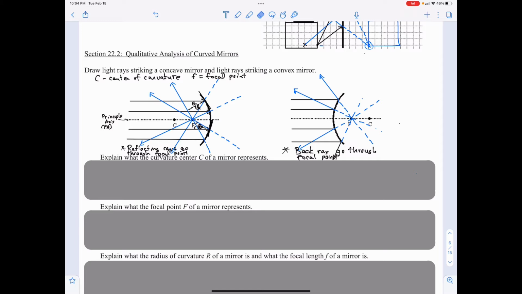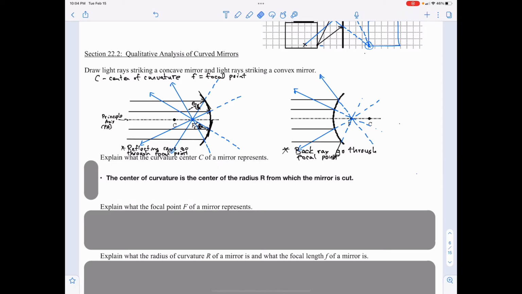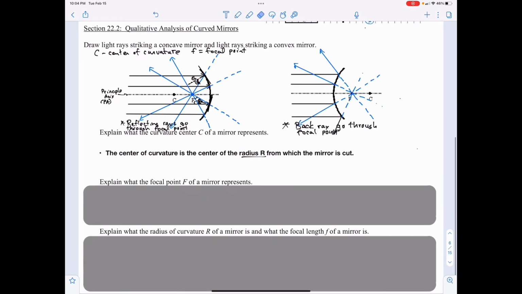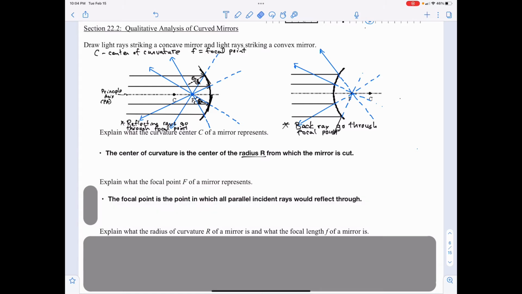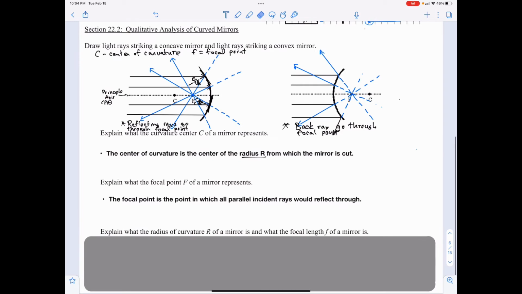Explain what the center of curvature C of a mirror represents. Well, the center of curvature is basically the center of the radius of curvature from which the mirror is cut. If we take the whole thing and make a complete sphere around it, it represents the center of that curvature. Explain what the focal point of the mirror represents. Well, the focal point is the point through which all parallel rays would reflect, or in the case of a convex mirror, the back rays.